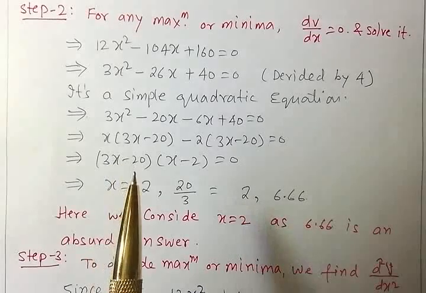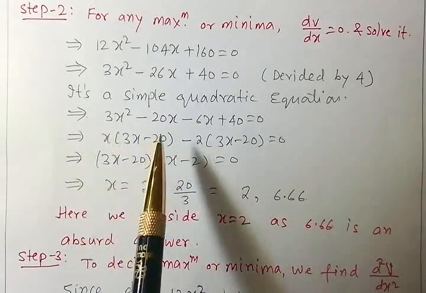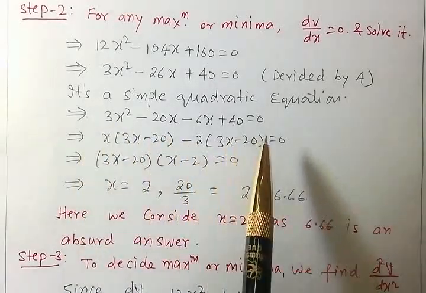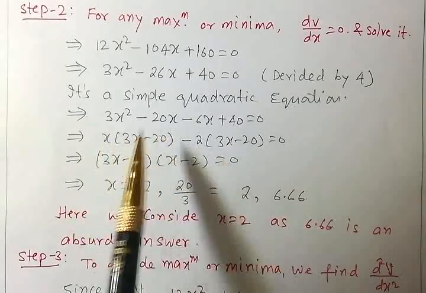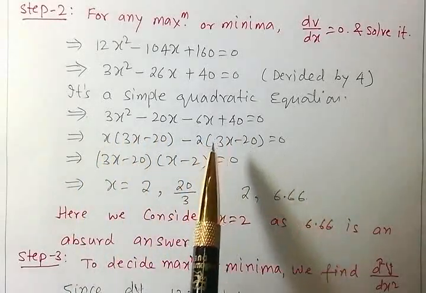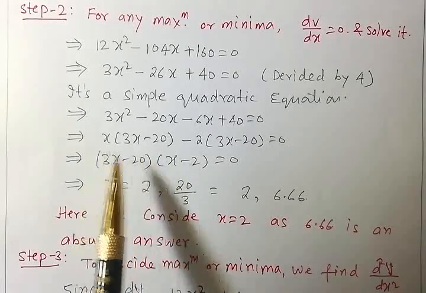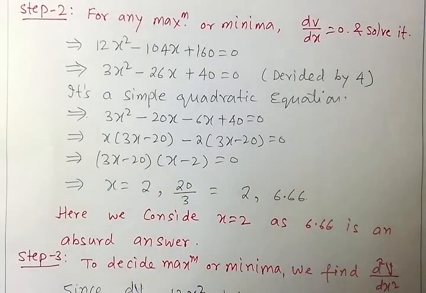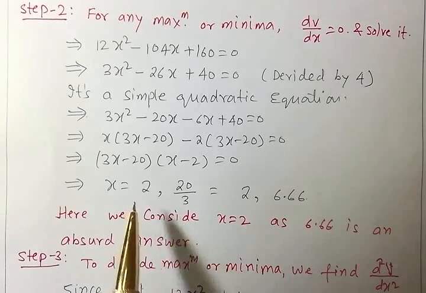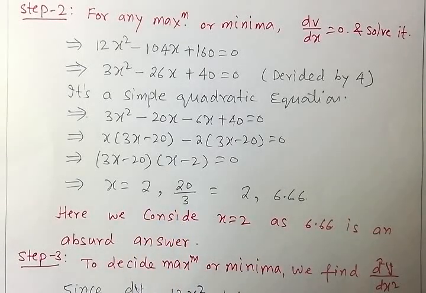So let us use these two factors. So 3x square minus 20x minus 6x plus 40. What is common in these two? x. What is common in these two? Minus 2. So 3x minus 20 is common. x minus 2 is common. Equal to 0. So we get two values, 2 and 20 by 3. Now here we will take only 2. We will not take 20 by 3.